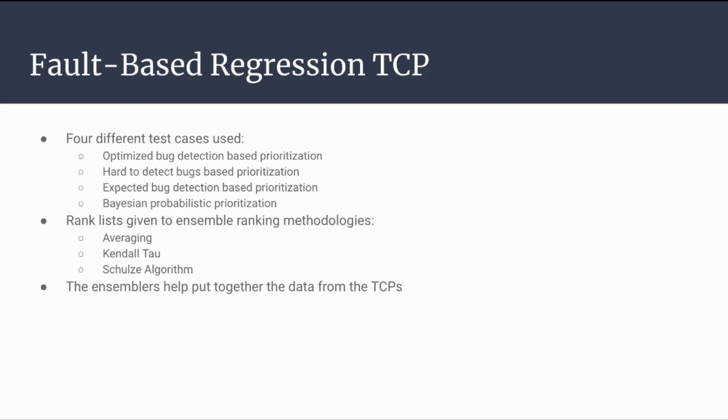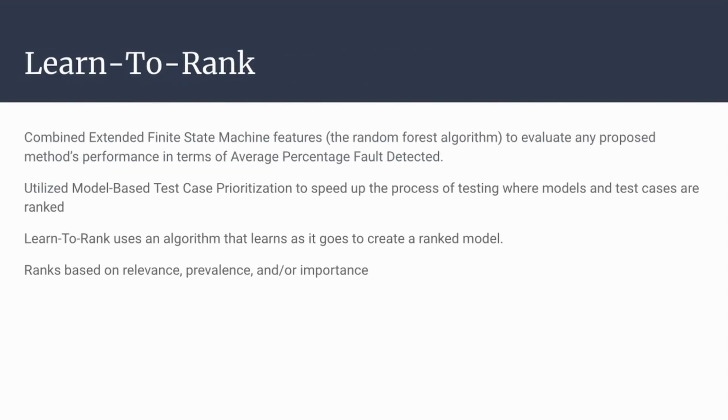The conclusion that was achieved through this testing and found in this academic journal utilizing fault-based regression test case prioritization: they evaluated 16 Java projects, and in first place for the test case prioritization methods was the optimized bug detection based prioritization. Another academic journal that we analyzed focuses on the learn to rank method for regression test case prioritization.